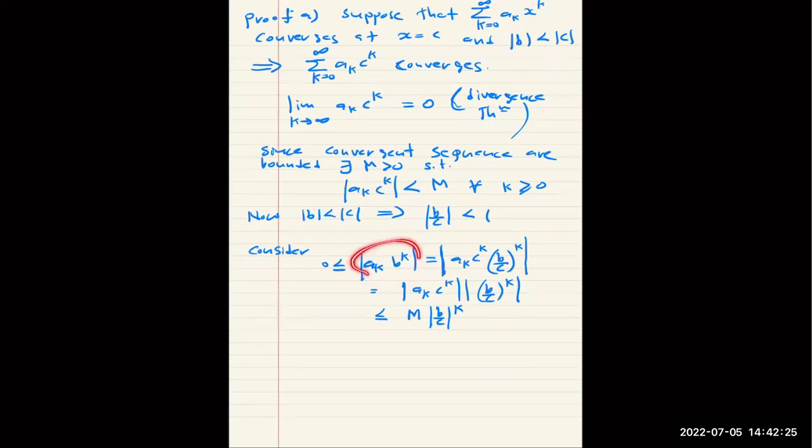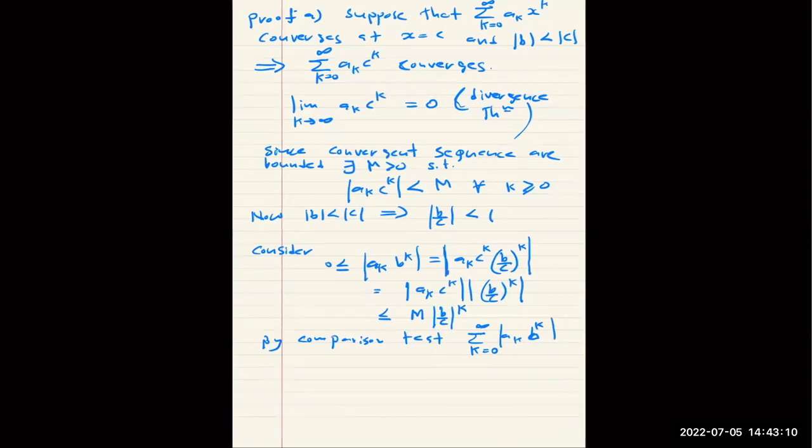Now, what I'm going to do is apply the comparison test. As you can see, both of these sequences are non-negative sequences, okay? Both of these sequences are greater than or equal to 0. And we know that the k-th term of this sequence is bigger than or equal to the k-th term of this sequence. So I can apply the comparison test to come up with the following, okay? By comparison test, sigma k goes from 0 to infinity a_k times b to the power k, absolute value of that, converges.